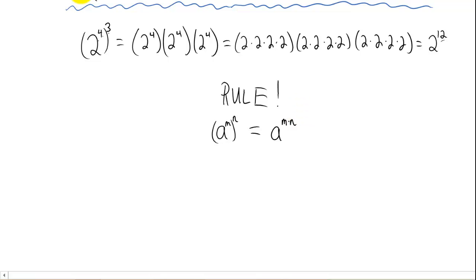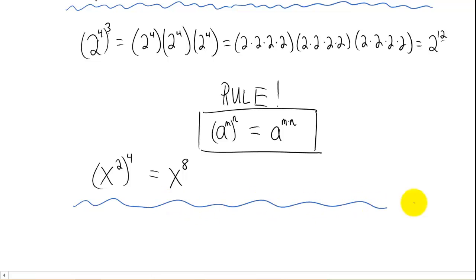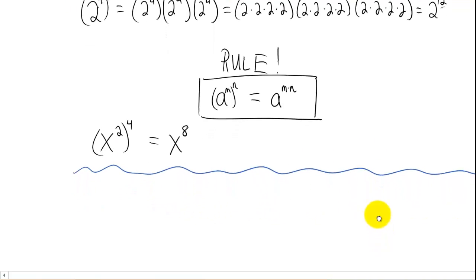Now I'll just give you one more example. You'll do a lot more in class. But let's say you have x squared, and that thing is raised to the 4th power. How can we simplify that? Well, we're going to use this rule. All you have to do is multiply the 2 times the 4, and you get x to the 8th power. Alright, so let's box up that rule, and let's write down another one. I'll just give you one more in this video, and then your instructor will show you the rest.